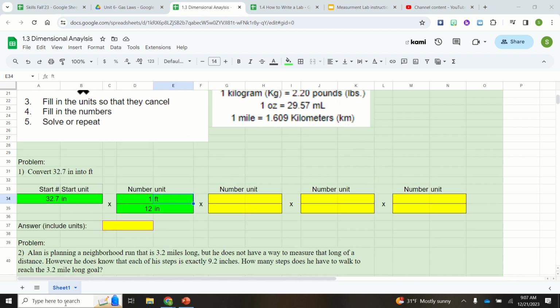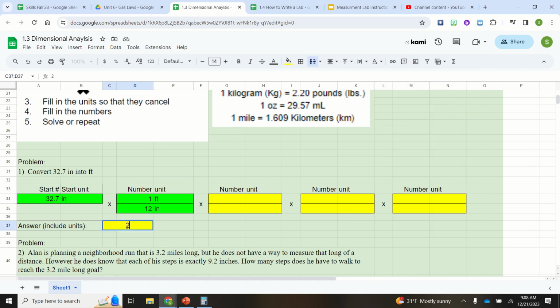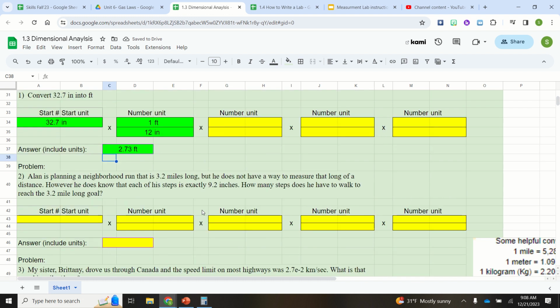We can solve. So we pull up our calculator and put in 32.7. This is a fraction, so we multiply by the thing on top and divide by the thing on the bottom. So times 1 divided by 12, and I get 2.7. This 5 will round the 2 up, so it becomes a 3. So 2.73, and make sure we include our units, which are now feet. There we go.